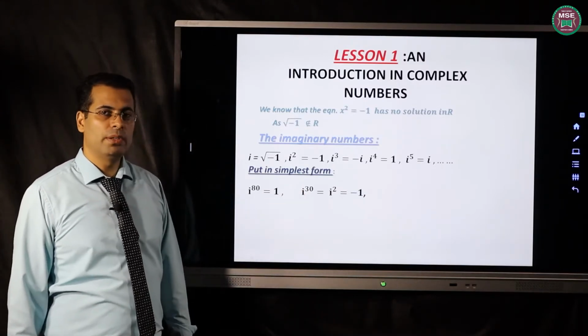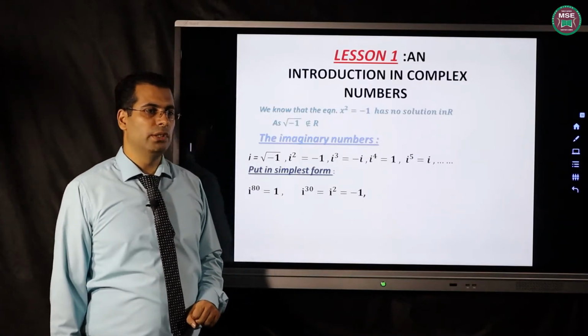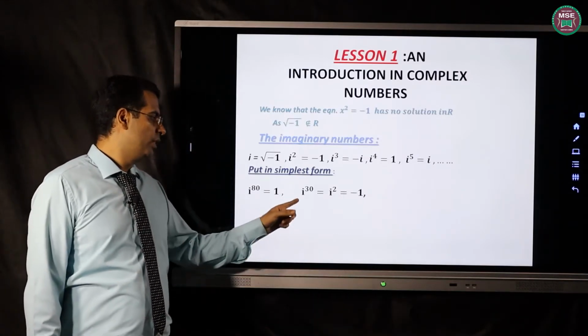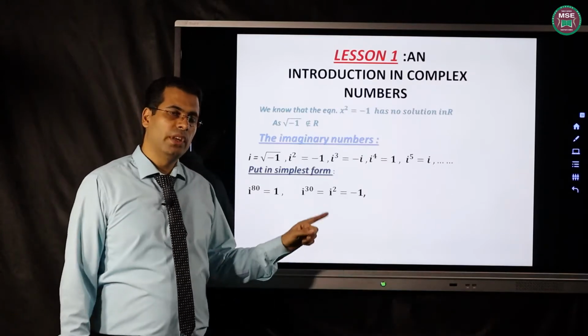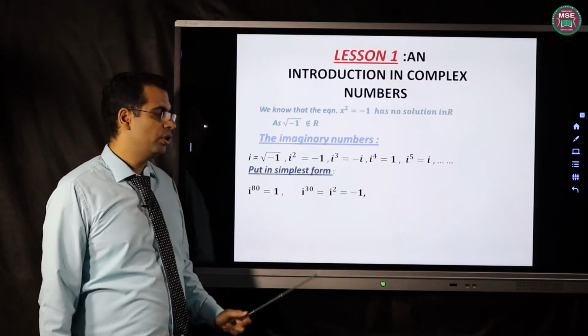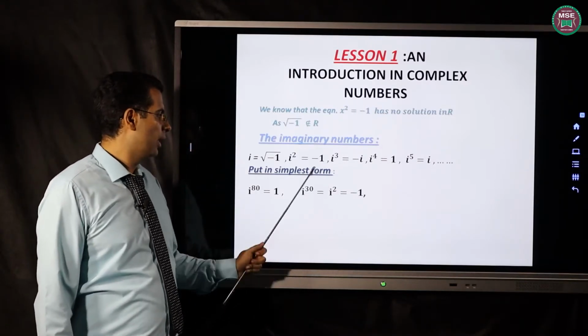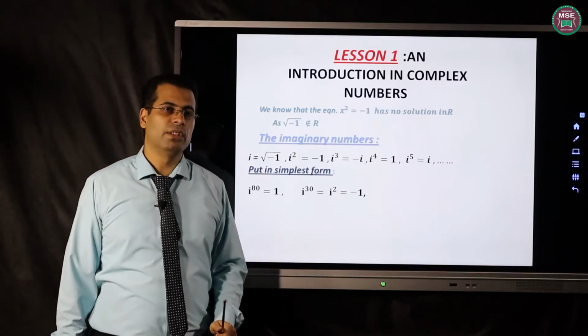30 is not divisible by 4. Reduce 30, take 29. 29 is not divisible by 4. 28 is divisible by 4. 30 minus 28 gives me 2, then the remainder is 2. Put the remainder at the power. I power 2 in simplest form, as we said, equals -1.